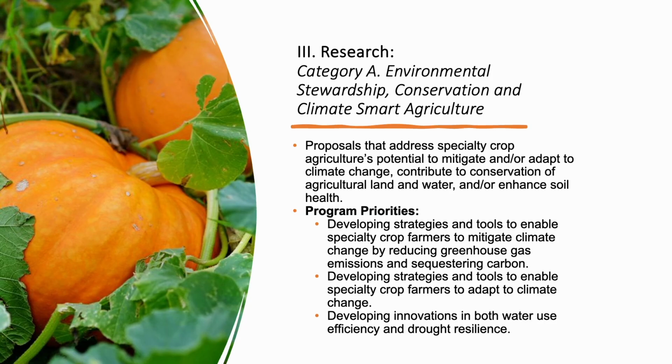The last funding area, Research, has 3 funding categories. Funding Category A is called Environmental Stewardship, Conservation, and Climate-Smart Agriculture. Proposals submitted to this category should address specialty crop agriculture's potential to mitigate and/or adapt to climate change, contribute to conservation of agricultural land and water, and/or enhance soil health. This funding category has 6 program priorities, and the first 3 are listed on this slide.